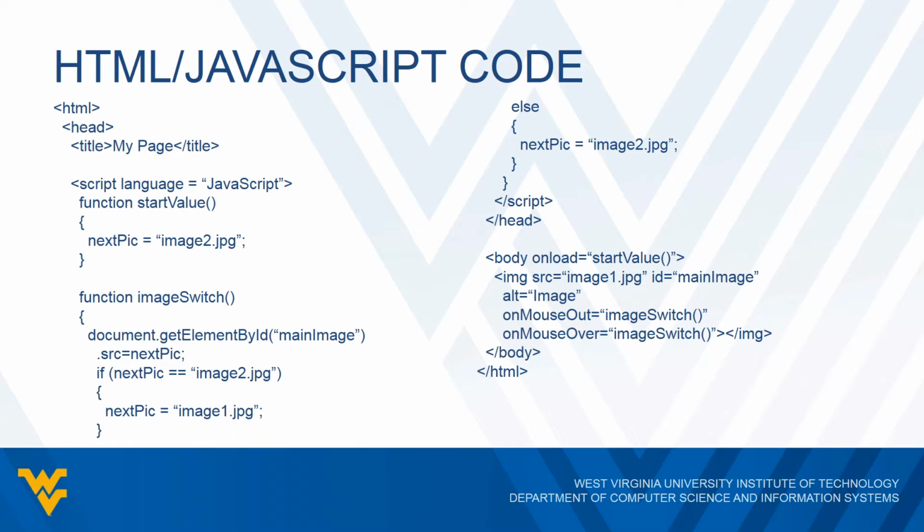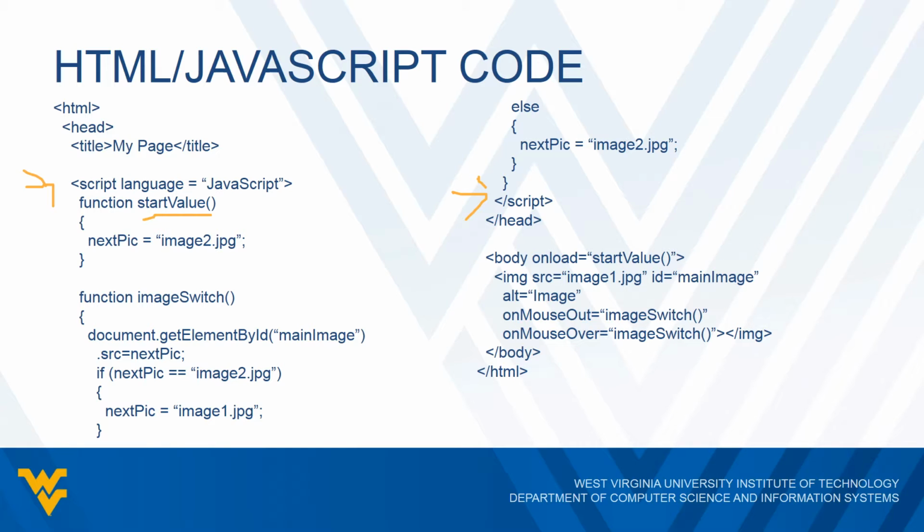Here is our HTML JavaScript code. Notice that we have these script tags here, and then it goes all the way down to here. I had to use 2 columns just so we can get the whole thing on here. We have script language equals JavaScript, and inside these tags would be the JavaScript code. Inside here, we actually have 2 different functions. We have a start value function, which gives us an initial picture, where we have this variable called nextPic, and we set it to image2.jpg.